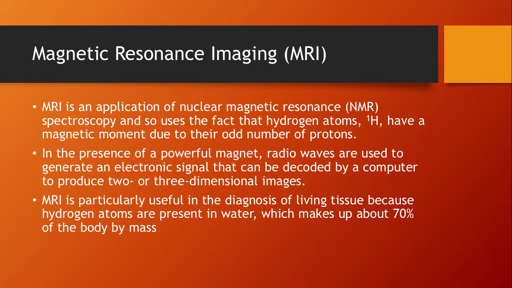MRI is particularly useful in the diagnosis of living tissue because hydrogen atoms are present in water, which makes up about 70% of the body by mass. So you've all heard of MRIs. Some of you might have had an MRI done. They use this NMR technique to produce images in the body.